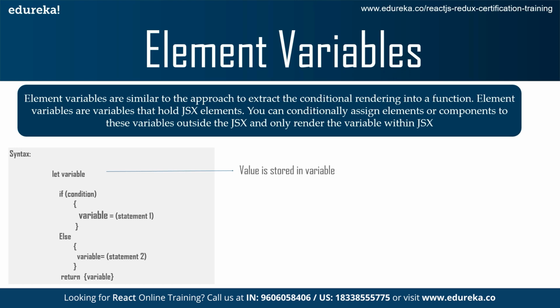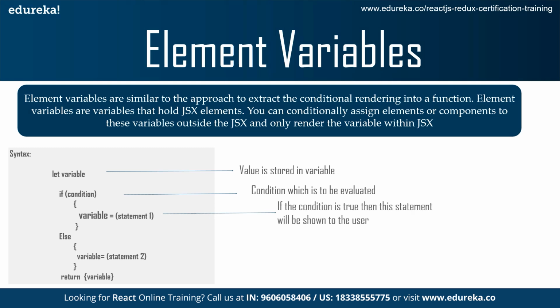So let's see. Here this variable is a memory for the values, or the value will be stored in this variable, and this is the condition which is to be evaluated, and we have a statement. So this statement is assigned to this variable. Whether the condition is true, then this statement will be executed to the user, or else the else part will be executed to the user. Now we will see the practical example in Visual Studio Code.